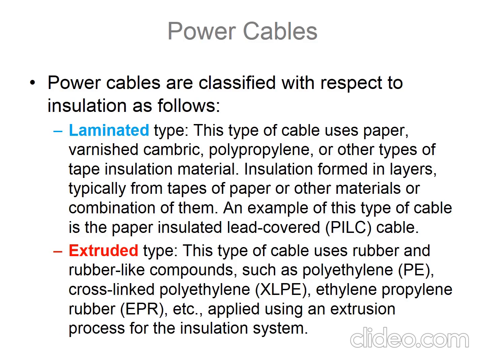Power cables are classified with respect to insulation as follows. The first one is laminated type. This type of cable uses paper, varnish cambric, polypropylene and others, and the type of cable is PILC cables. The second one is extruded type. Usually this type uses rubber and rubber-like compounds, such as PE, XLPE. The extruded type is normally used for cable.